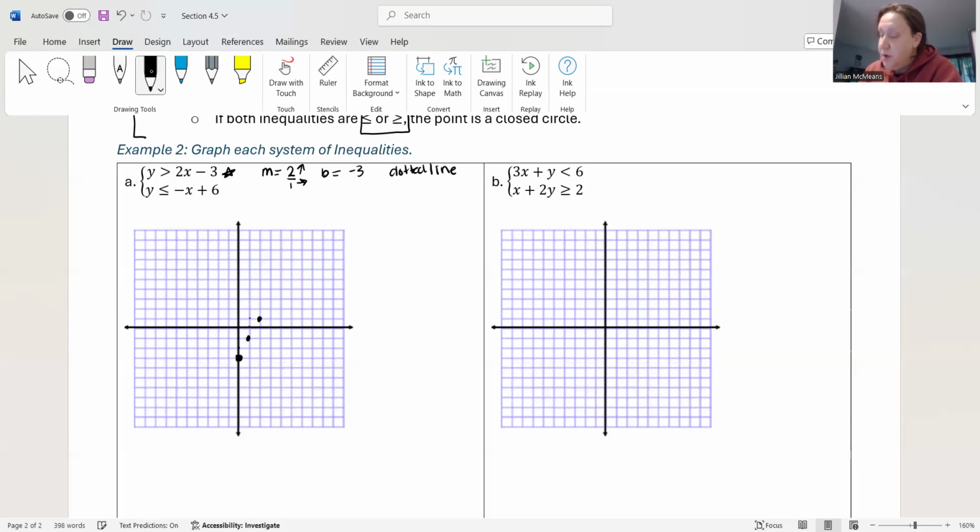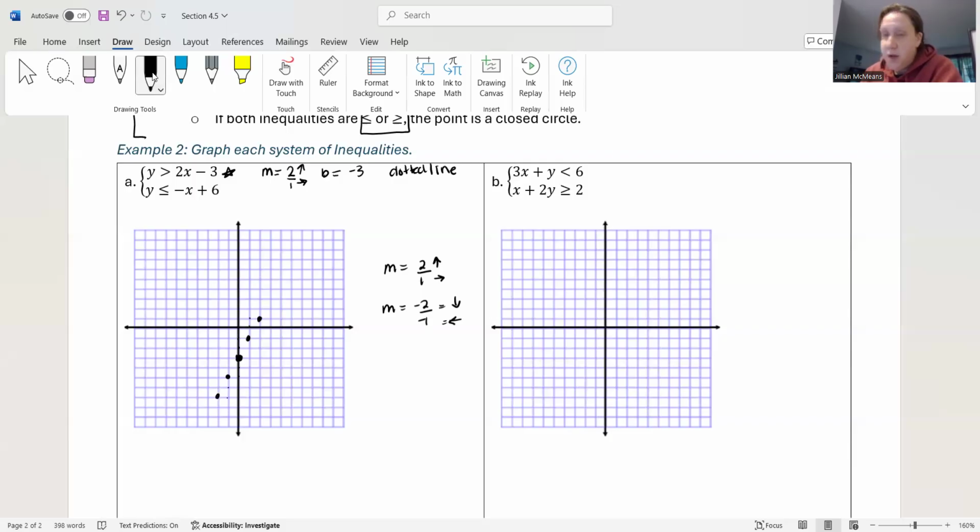We could also, if you wanted to, since we have m is positive 2 over 1, like we just did, go up 2 and then to the right 1. You could also think of this as negative 2 over negative 1, and you could go down 2 and then to the left 1. So if we go down 2 to the left 1, we're still on the line.